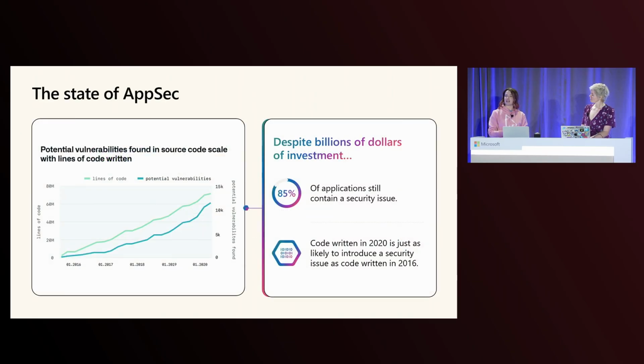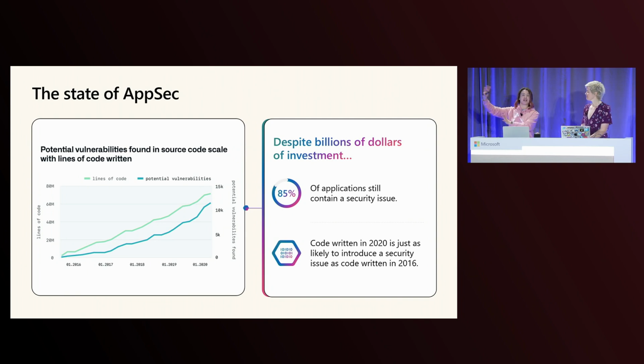Now a bit of the state of AppSec. If you don't know the acronym AppSec, that's Application Security. And some of these stats are from our friends at GitHub. You can see there are a lot of vulnerabilities written in lines of code. And unfortunately, as we see that graph go up, we're writing more code, but we're also matching it on the vulnerabilities, which obviously we would like to improve. There's a lot: 85% of applications still have some kind of security issue. And code written in 2020 is just as likely to have a security issue as code written in 2016. I don't have the up-to-date stats on that, but unfortunately, it's probably similar.